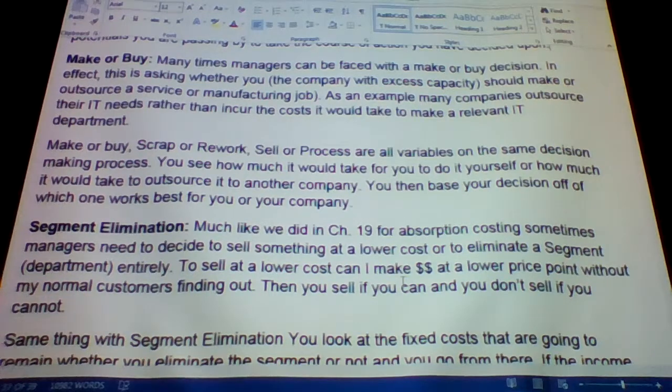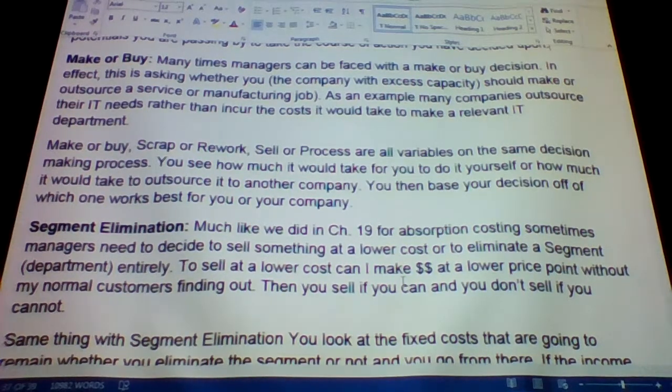Segment elimination. Now, we talked about this in chapter 19 when we were talking about absorption costing. Sometimes managers have to decide to sell something at a lower cost. We also talked about that in absorption costing, where say we sell $45,000 of something per year, but we have the capacity to sell 5,000 more because we can sell 50,000 without incurring any more fixed costs. And if you go back in chapter 19, you'll see where I talk about that a lot.